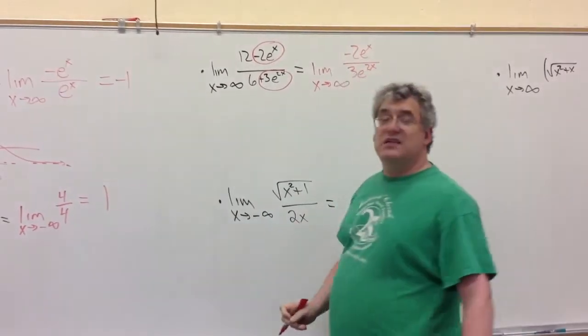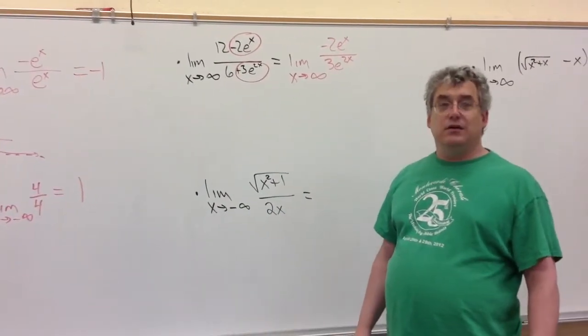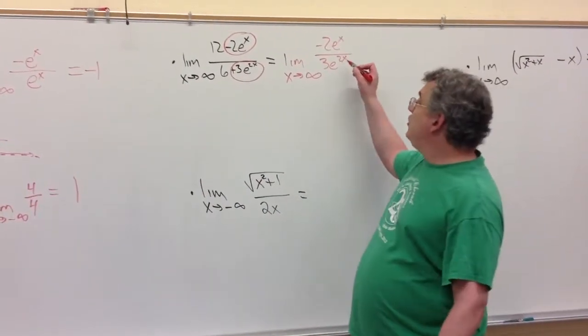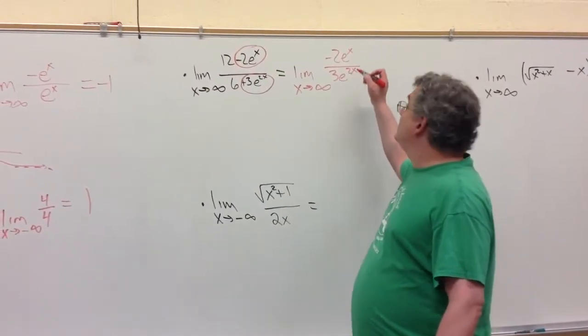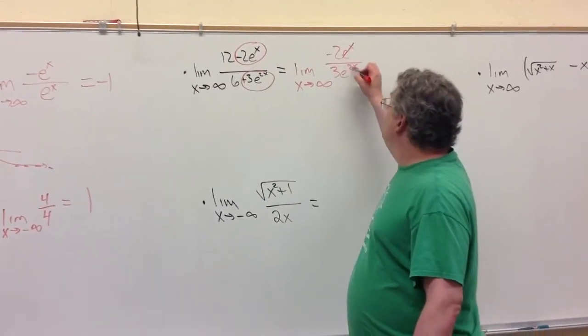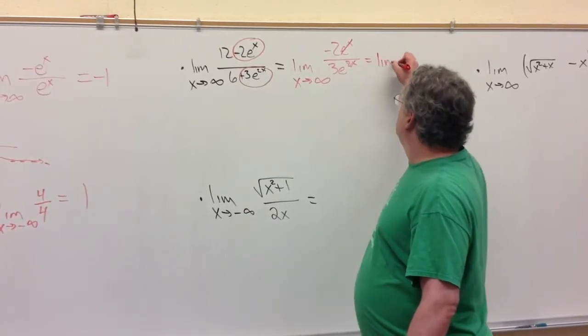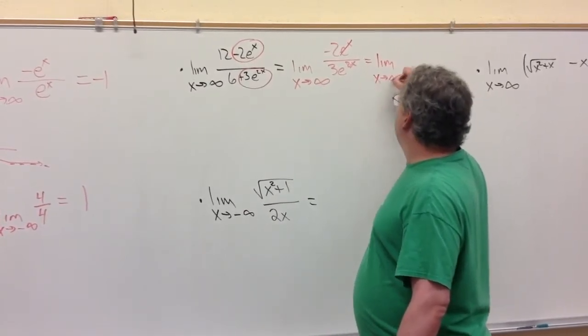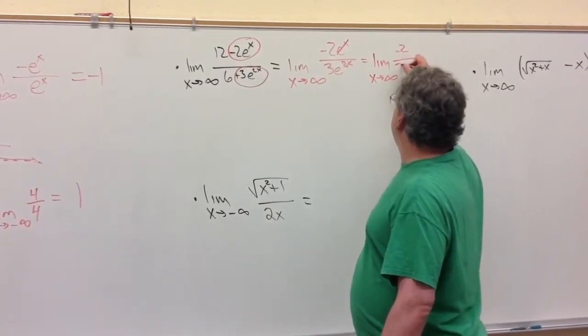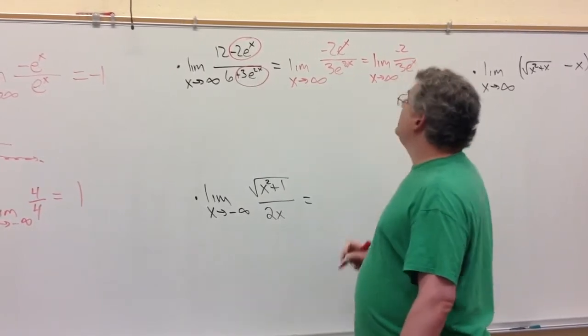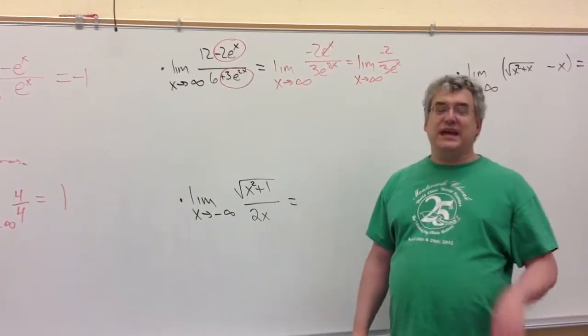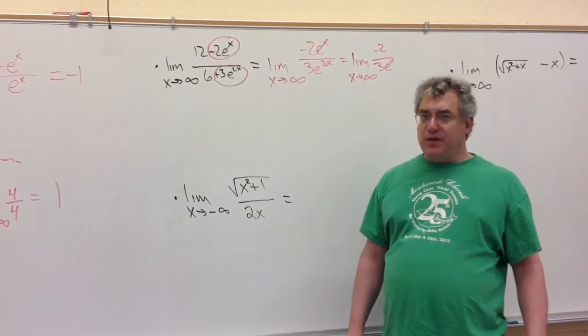Now notice, they don't directly cancel out. They can partially. E to the 2x is e to the x times e to the x. So we do have some cancellation. So the limit as x goes to infinity of minus 2 over 3 e to the x. That's all the cancellation I can do. So now I have to stop and think.